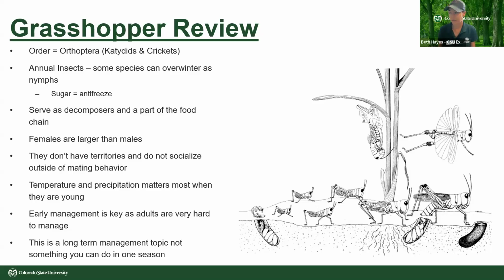And then everyone always asks, do they actually serve a real role in our ecosystem? Because they're very annoying, they cause a lot of damage. They actually do. They serve as decomposers, and they're part of the food chain when we think of an overall ecosystem view. In grasshopper species, females are always larger than the males.